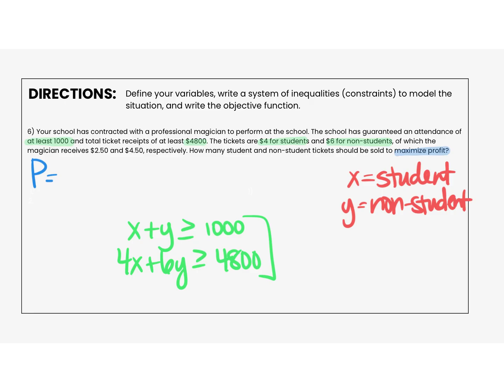Now let's look at our objective function. We're going to look at the profit. The magician receives 250 and 450 respectively, so it would be 250 for students plus 450 for non-students. So variables right here, constraints right here, objective function there. You guys are going to do some more practice with this, and then we will talk about how we graph and actually solve these in our next video.